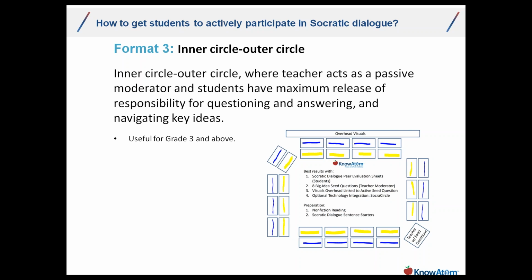This is particularly useful for grade 3 and up. And we have some technology integrations that we use. We have a platform at KnowAtom we developed called Socratic, which allows there to be a class-wide Socratic dialogue happening simultaneously. I'll explain a little bit about how that works, but not too much. So I want to explain how an inner circle, outer circle discussion actually takes place.